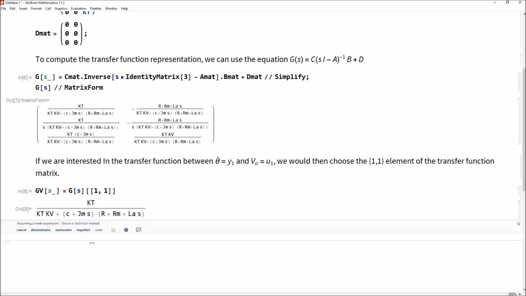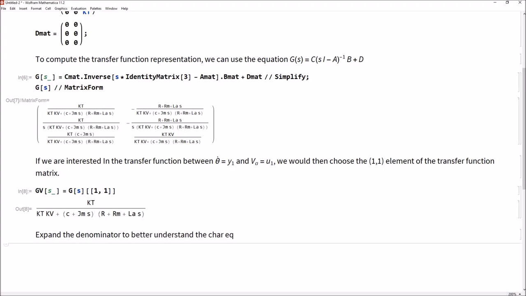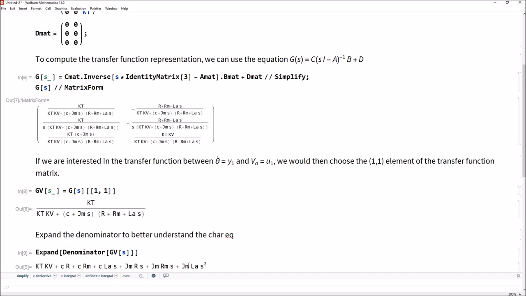In fact, why don't we write this in a slightly different form? Let's expand the denominator a little bit. I'll maybe make a note here: let's expand the denominator to better understand the characteristic equation, right? So let's grab GV and let's grab the denominator of GV. So that's the bottom. And then let's expand the whole thing, right? And if we do that, yeah, I do see, second order.